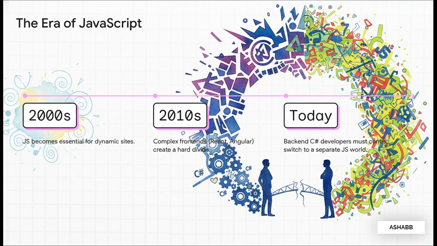And this is where the problem starts for C# developers. Suddenly, you're forced to be bilingual, but not in a fun way. You've got your nice, safe, typed C# world on the back end, and then you have to switch gears completely to this totally separate, sometimes chaotic JavaScript universe for the front end.